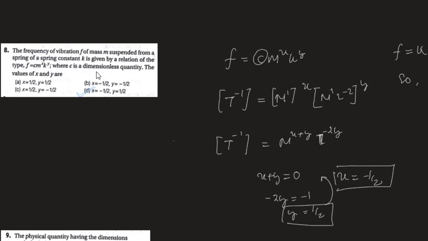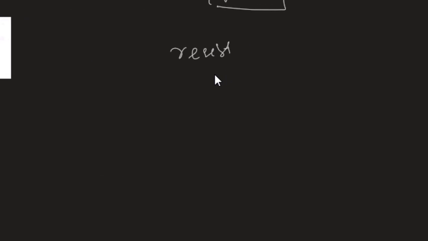Okay, now let's move to the next question, that is question number 9. In question number 9, it is written that a physical quantity having the dimension m minus 1, L minus 3, T3, A2. So what you can do here is, I want to find the unit of resistance, and I know resistance R is equal to V by I.